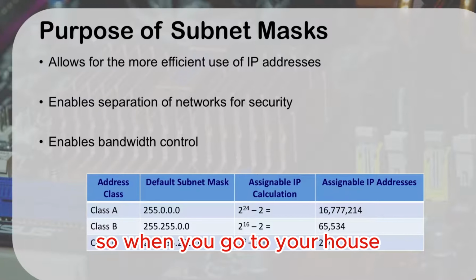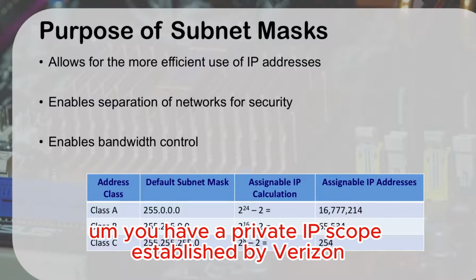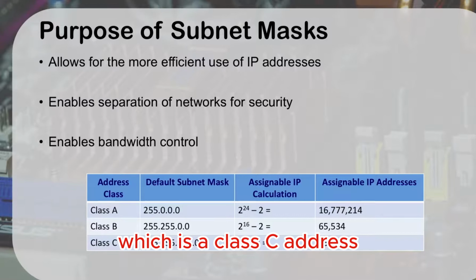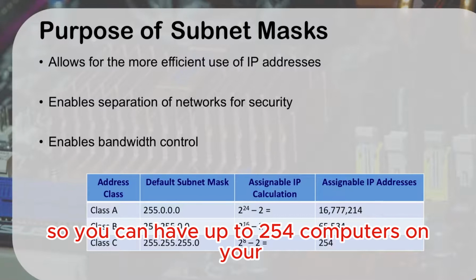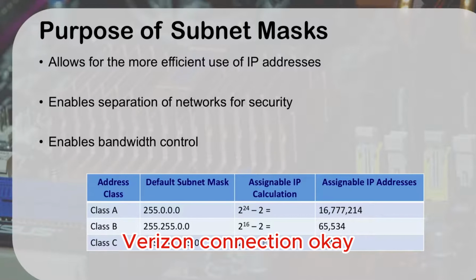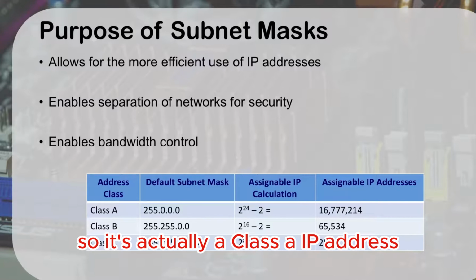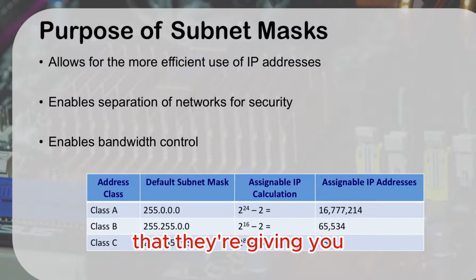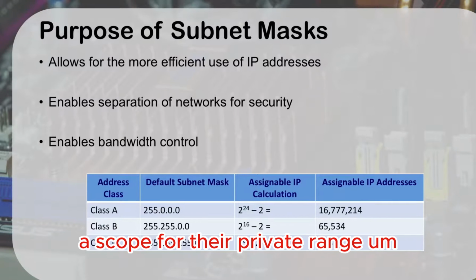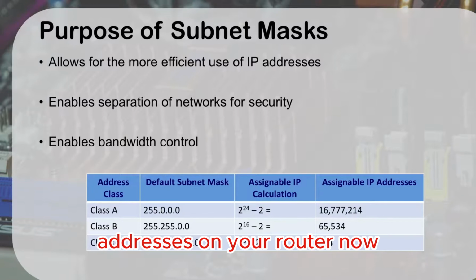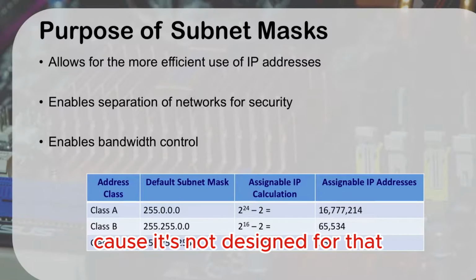So when you go to your house, you have a private IP scope established by Verizon. Generally, Verizon uses the 192.168, which is the Class C address. So you can have up to 254 computers on your Verizon connection. Okay? If you use Comcast, they actually use a 10 scope. So it's actually a Class A IP address that they're giving you, scope for their private range, which means that you could have up to 16 million addresses on your router. Now your router would crash because it's not designed for that.